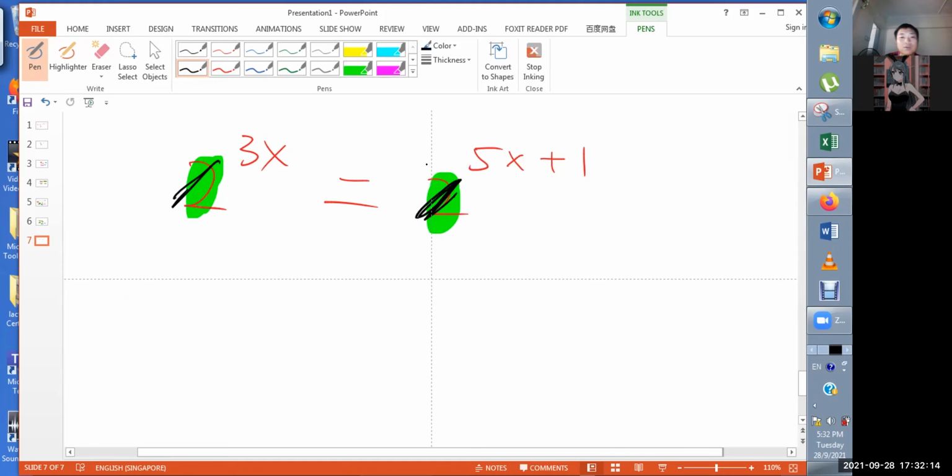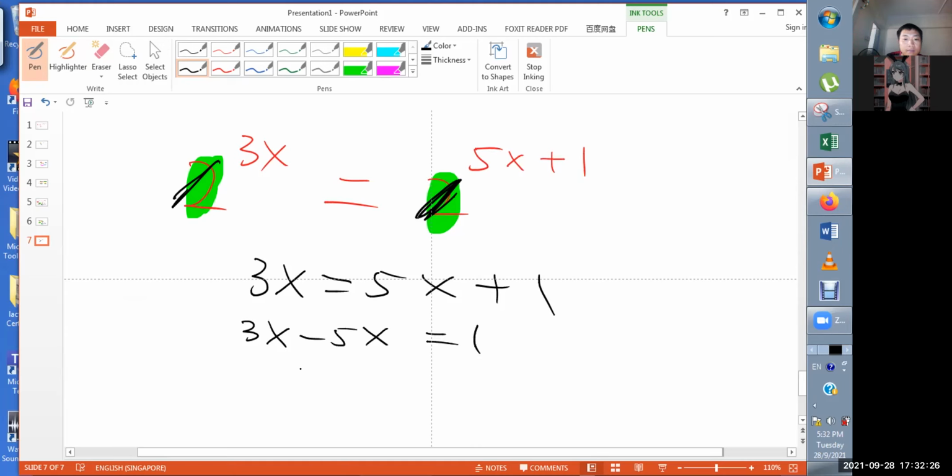So once you cancel the 2, you end up with 3x equals to 5x plus 1. Okay. And then after that, how are you going to solve for x? Simple. 3x minus 5x equals to 1, minus 2x is equal to 1. x is equal to 1 over -2, which is -1/2. Okay. So you cancel the 2 if you have 2 as the base.